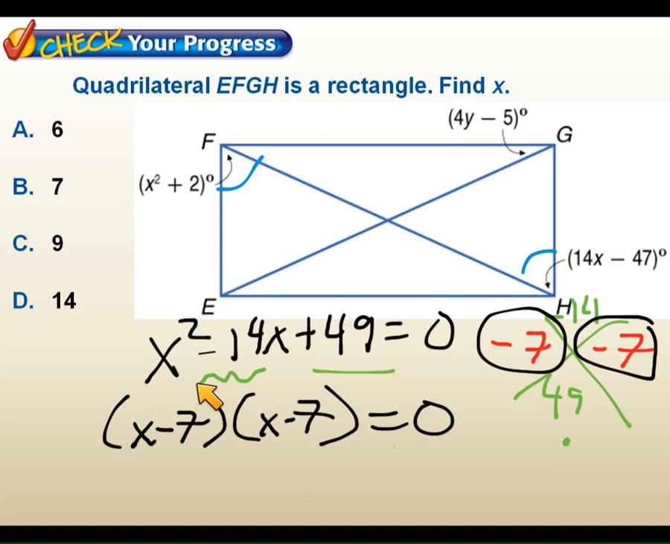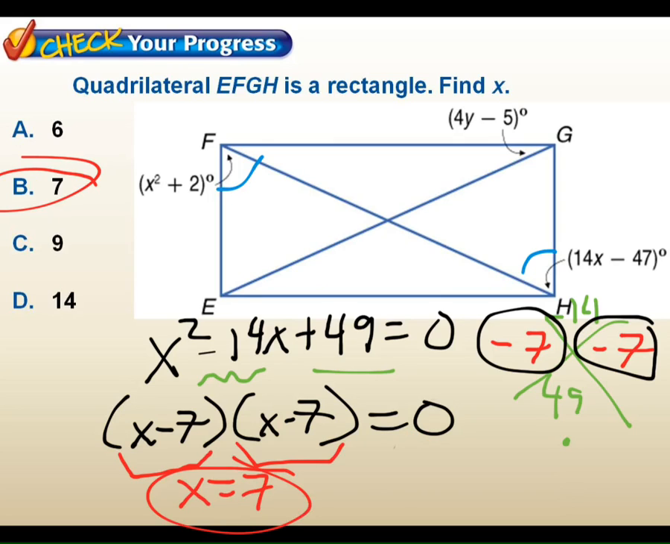The reason I did that is because I know if this set of parentheses was equal to 0, the whole thing would equal 0, or if that set of parentheses would equal 0, which happens to be the same thing. What does x have to be for either one of those sets of parentheses to equal 0? It has to be 7, right? If x was 7, that'll be 0 times 0, which is 0, which is true. So x would be 7 in this case.